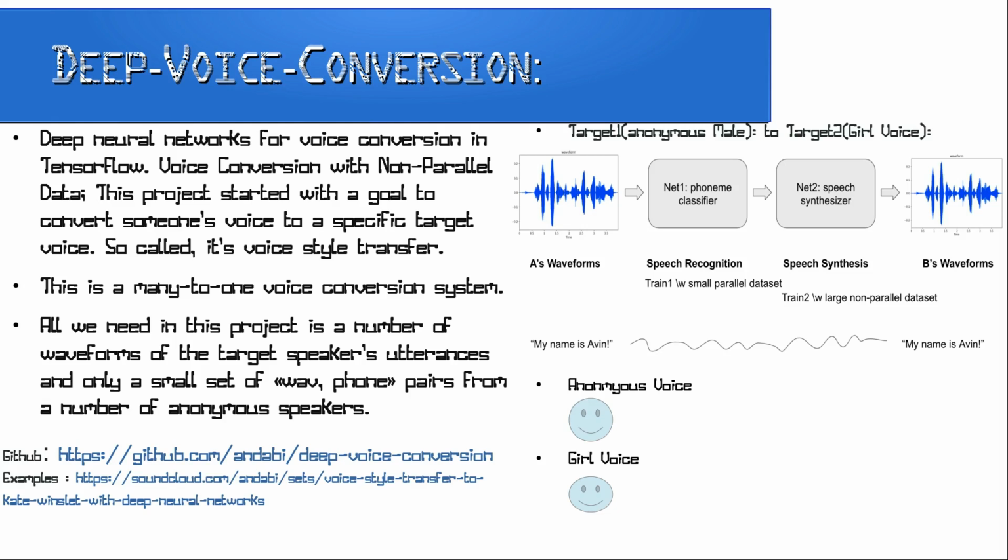Net1 Phoneme Classification classifies someone's utterances to one of the phoneme classes at every time step. Phonemes are speaker independent while waveforms are speaker dependent. Net2 is speech synthesizer. Synthesizes speeches of the target speaker from the phones. Deep voice conversion team applied CBHG, 1D convolution bank plus highway network plus bidirectional GRU modules that are mentioned in Tacotron. CBHG is known to be good for capturing features from sequential data. Net1 is a classifier and Net2 is a synthesizer.